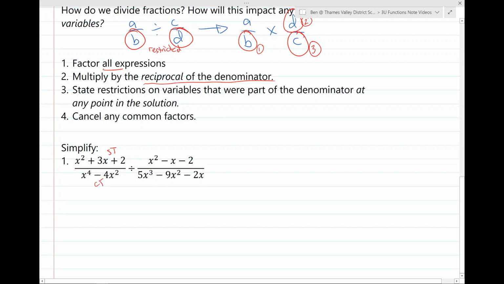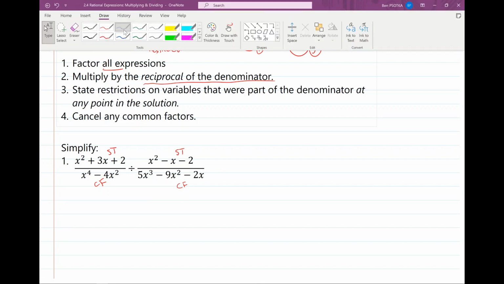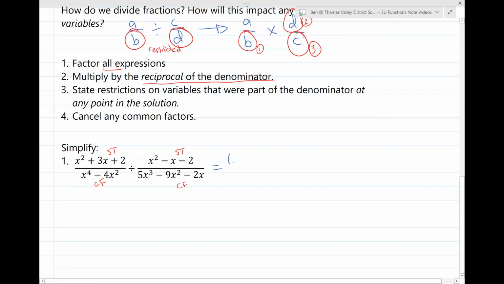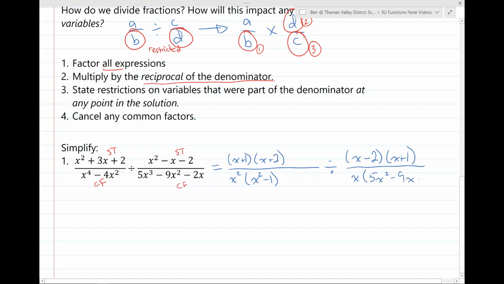I can common factor the denominator of my first fraction. I have a simple trinomial in the second, and again, I can common factor the denominator of my second. So let's move forward here. I can factor the first: x plus 1, x plus 2. And then I can common factor out an x squared, leaving me with x squared minus 1. That's my first fraction, divided by x minus 2, x plus 1, all divided by a common factor x, 5x squared minus 9x minus 2.